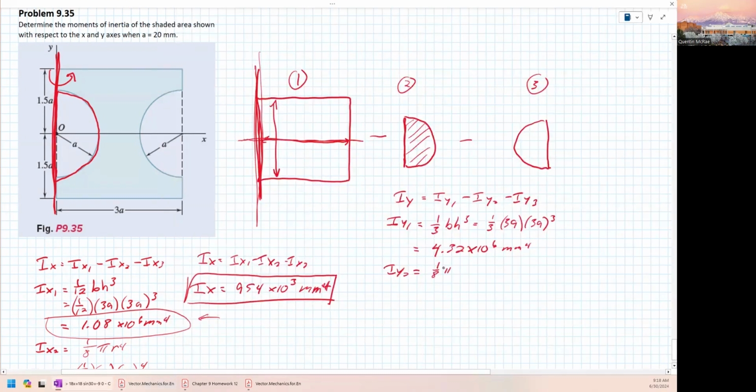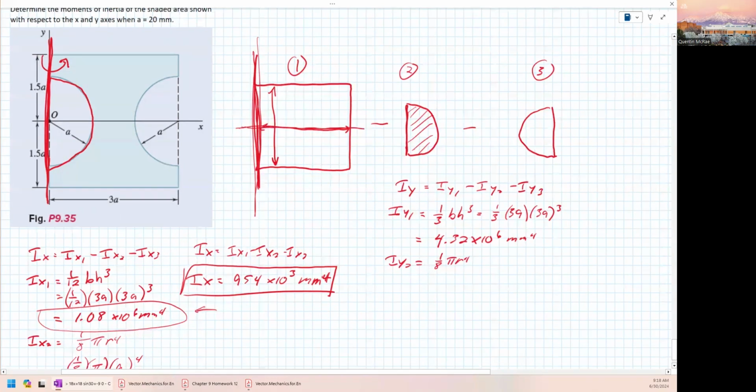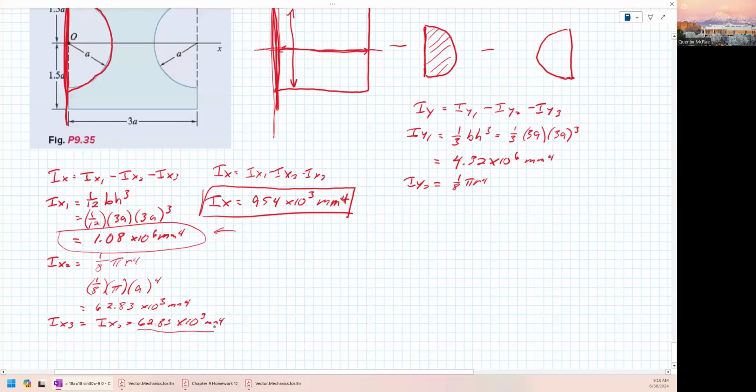So it's 1/8 pi r to the fourth, and it seems like we've done that already, right? It is this value right here. So IY2 is 62.83 times 10 to the 3 millimeters to the fourth. Okay, life is good until now.